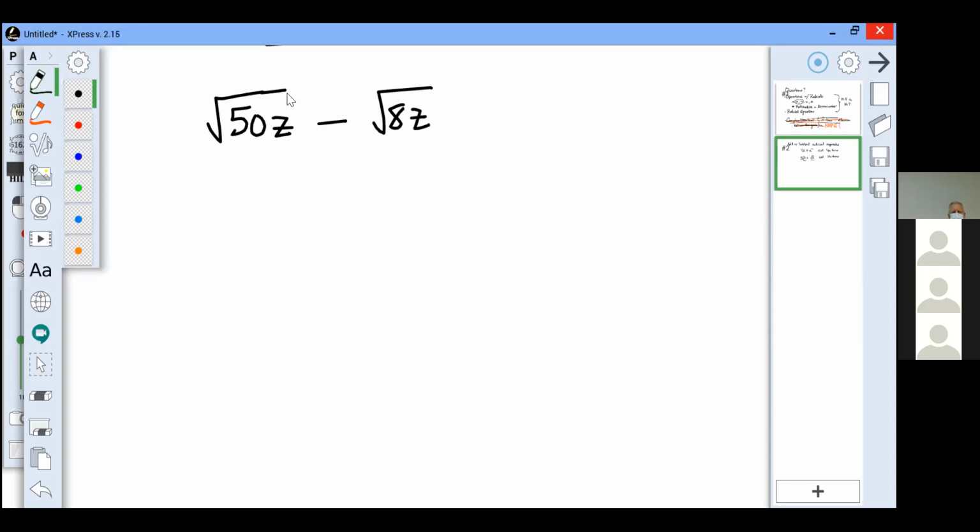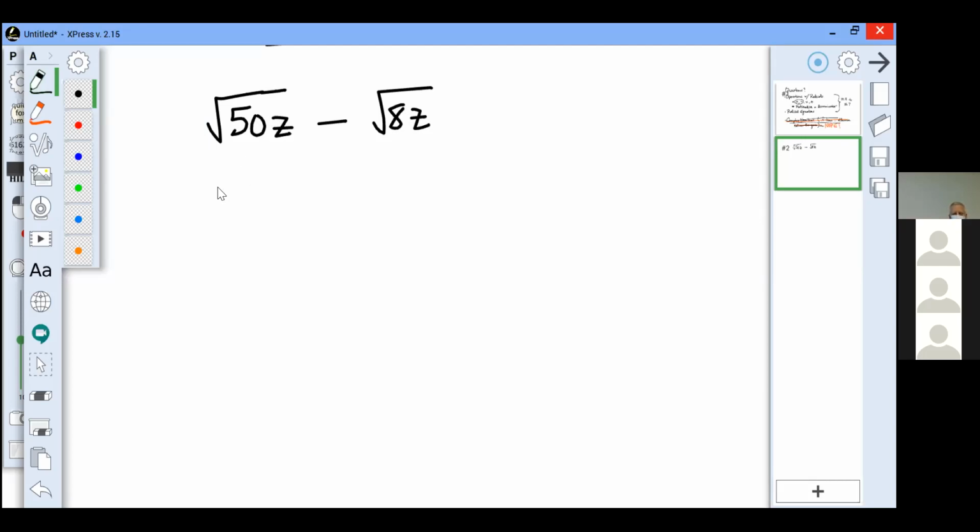So I've got the square root of 50z minus the square root of 8z. Obviously not the same. 50z and 8z are not the same. The z is okay, but I've got to simplify the radical by pulling out perfect square factors. Then whatever's left underneath has to be the same, and then I can just manipulate whatever's in front.